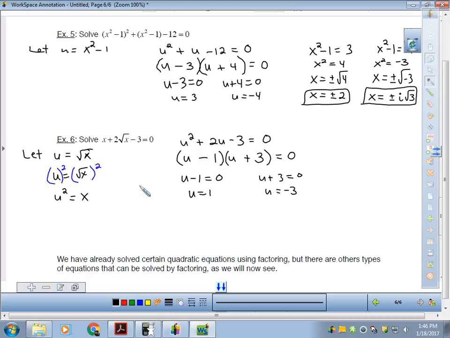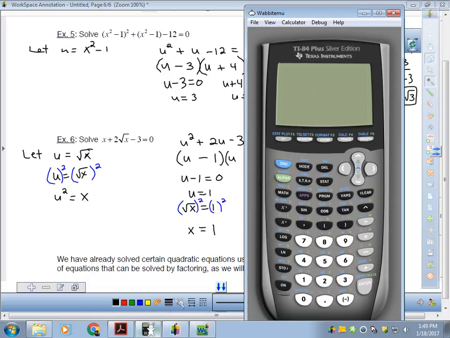But again, we didn't start with u's, we started with square root of x. So what we really have is square root of x equals 1, and square root of x equals -3. To get rid of a square root, you square both sides. I'm going to do that over here too. So I get x equals 1 squared, which is 1. Over here I get x equals -3 squared is 9. Now before I box these in, I do need to check them this time, because there was a radical in the original equation. So I do need to check, make sure they work.